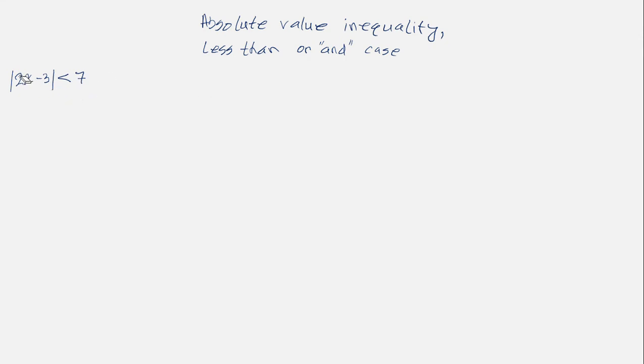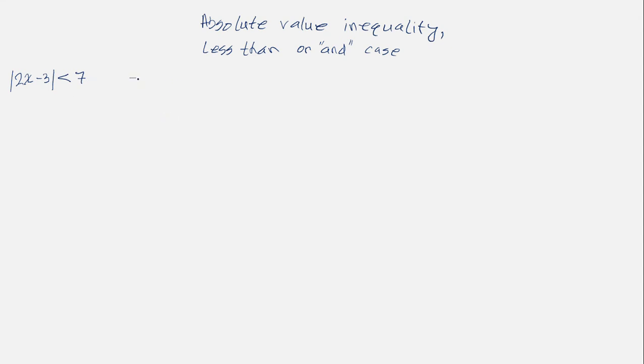So if we have the absolute value of 2x minus 3 less than 7, what this tells us is that the distance from 0 is less than 7, because absolute value represents distance from 0. So distance from 0 is less than 7.